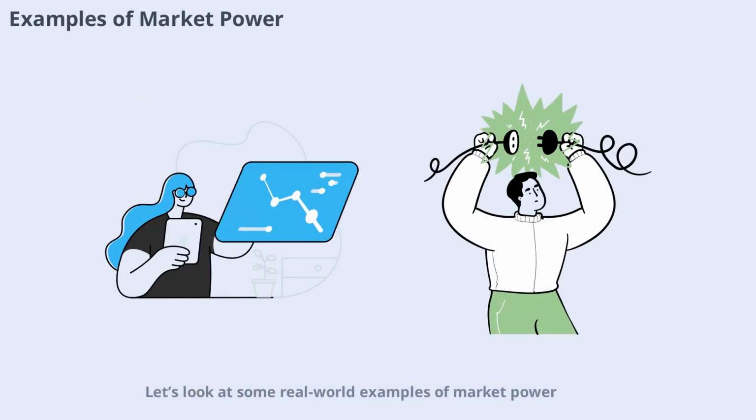Let's look at some real-world examples of market power. Tech giants like Google and Apple hold significant market power due to their innovative products and strong brand loyalty. In the energy sector, companies that control oil reserves can influence global prices. Even local utilities like water or electricity providers often have market power because they're the only option in a given area. These examples show how market power can arise in different industries and why it's important for regulators to keep an eye on dominant firms.